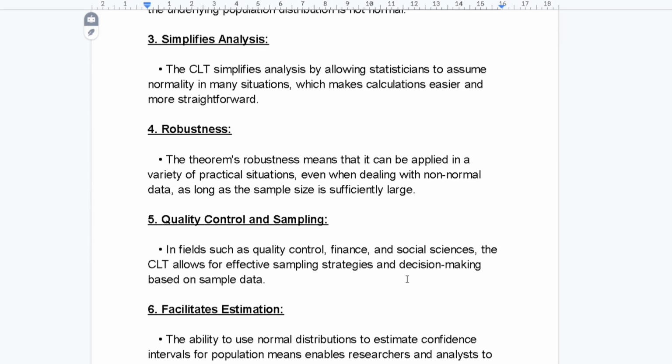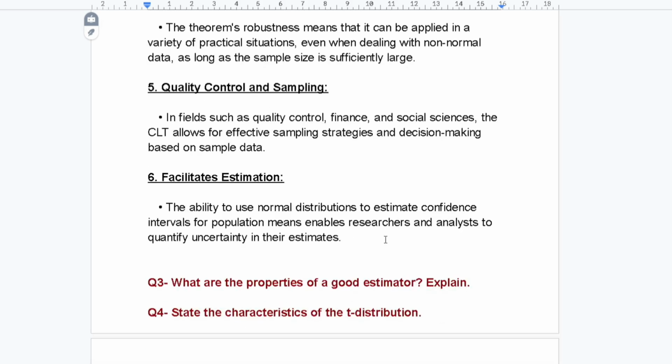Robustness. The theorem's robustness means that it can be applied in a variety of practical situations, even when dealing with non-normal data, as long as the sample size is sufficiently large. Quality control and sampling: in fields such as quality control, finance, and social sciences, the CLT allows for effective sampling strategy and decision making. Facilitates estimation: the ability to use the normal distribution to estimate confidence intervals for population means enables researchers and analysts to quantify uncertainty in their estimates.